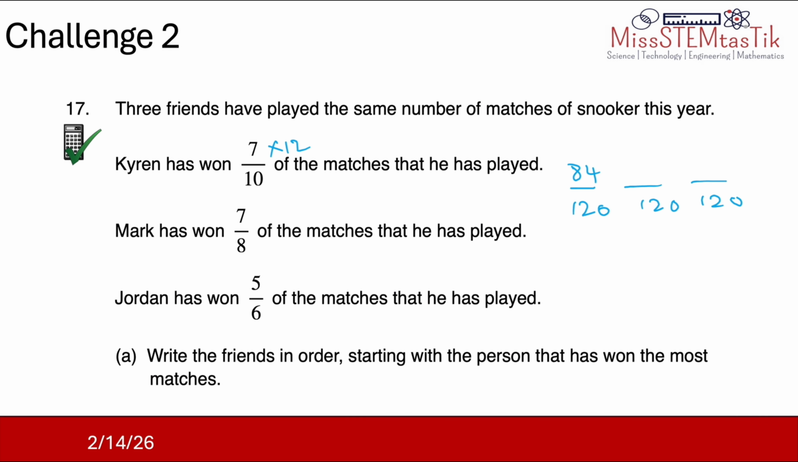And how many 6 go into 120? That's 20. So 5 times 20 is 100. So then I just need to put those in order. So Jordan is 100/120. Mark is 105/120. Kyron is 84/120. And the person that's won the most games is Mark, and then it's Jordan, and then finally Kyron.